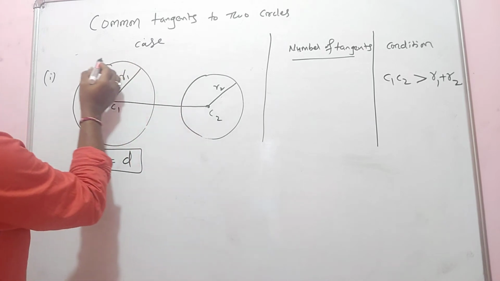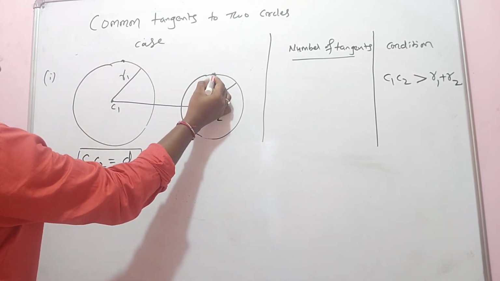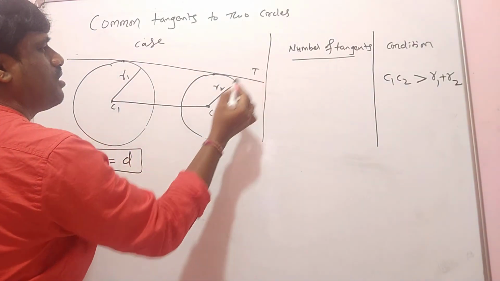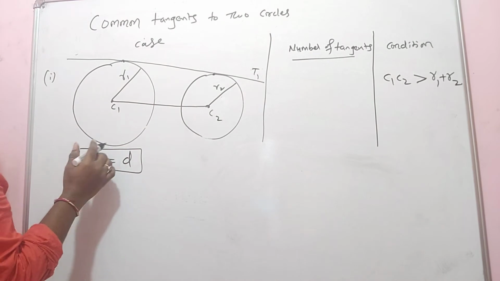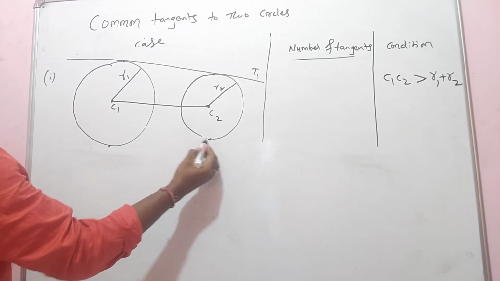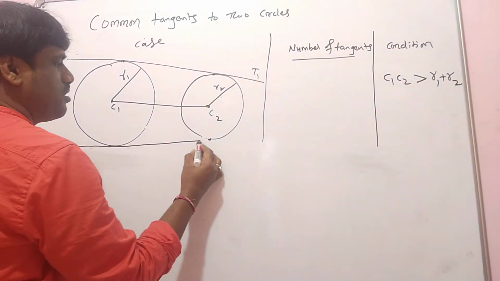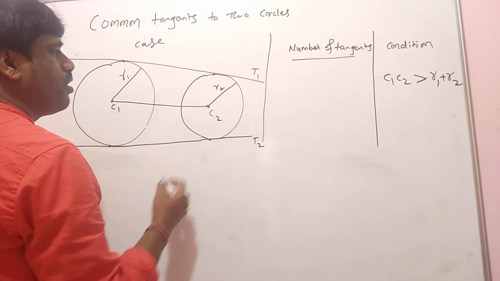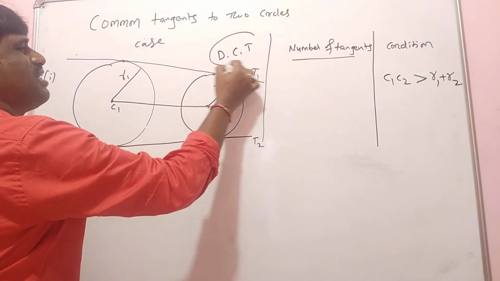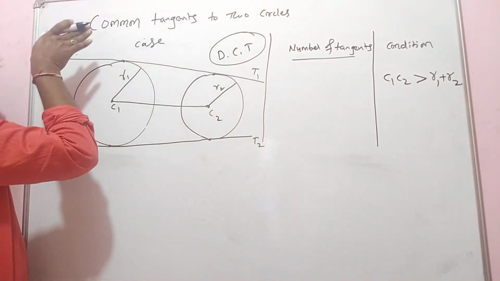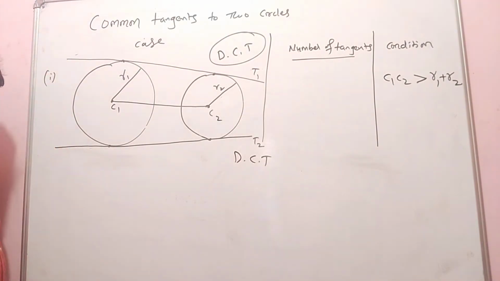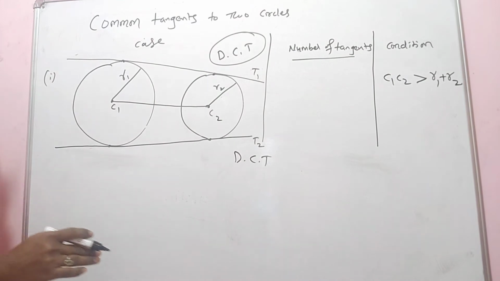See here, I can draw a tangent touching these two circles. This is one tangent, tangent 1. I can draw one more tangent from this point, like this. This is tangent number 2. These are called direct common tangents. Direct means they are in the same path, they are not in the opposite path.